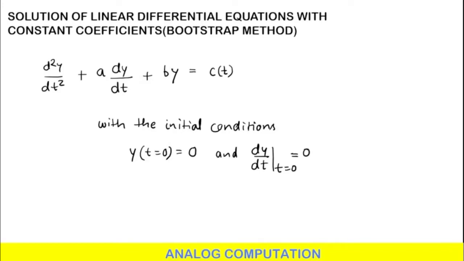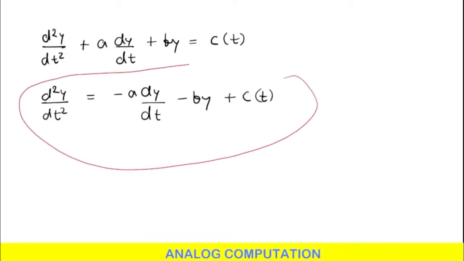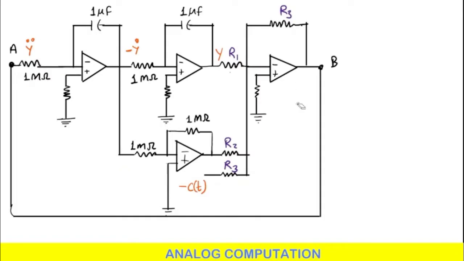So how to solve this equation? The first step is to take the highest order term, that is d square y by dt square here, to the LHS, and all the other terms to the other side of the equation. So that's what we have done here. We took the highest order term to the LHS and all the other terms to the RHS. Now how to implement this equation with our electronic circuit, that we will see.